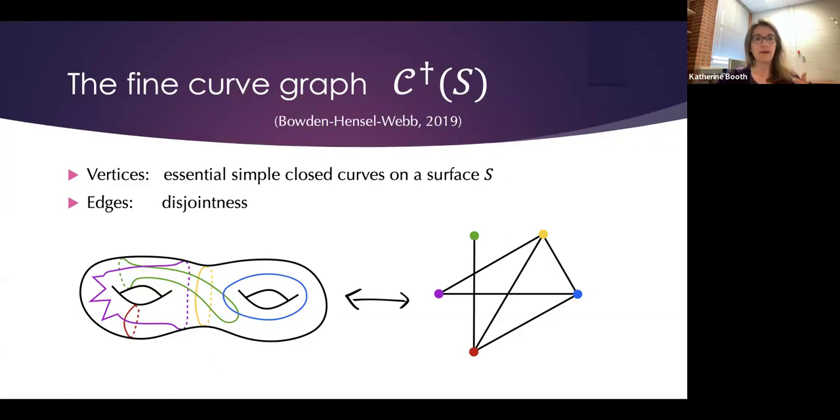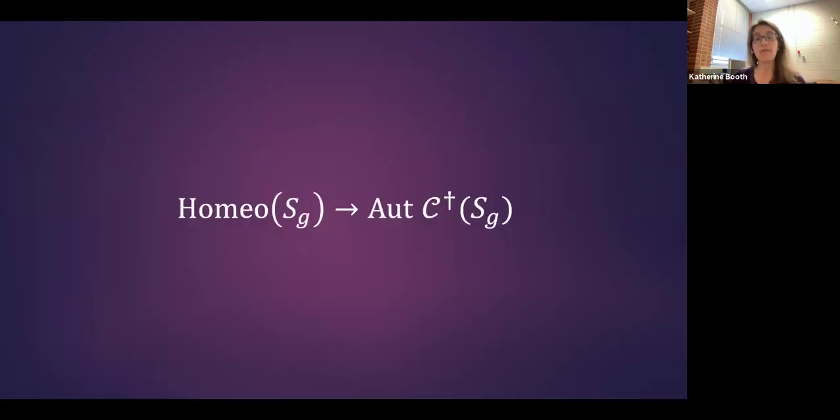Now, if I have a homeomorphism of my surface, what is it going to do to my graph? Well, it's going to take every curve to another curve, because I have that nice continuous bijection. And if two curves started disjoint, they're going to end disjoint. So it's actually going to give me a nice automorphism of my graph. So I have a very natural map: give me an element of the homeomorphism group, and it's going to give me an automorphism of this graph.